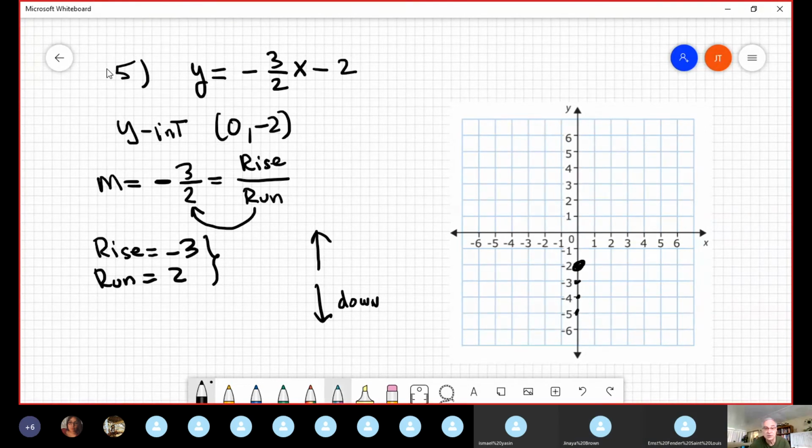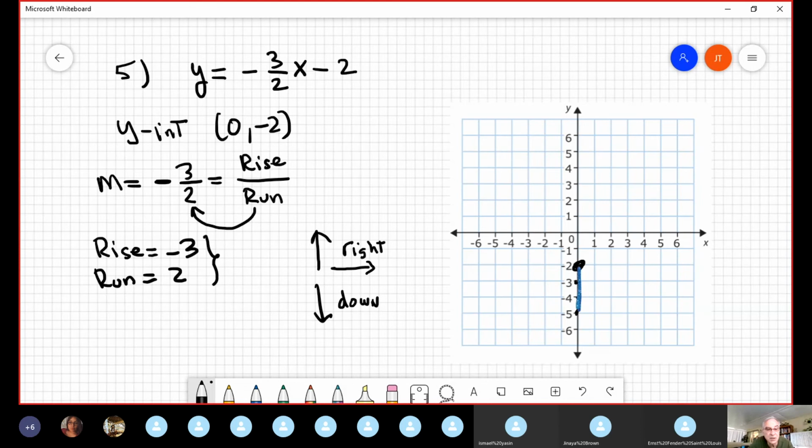Let me use a color. This segment is my rise. Down 3 units. And run is 2. Always positive to the right. 2 units. Now this segment, I don't like yellow.